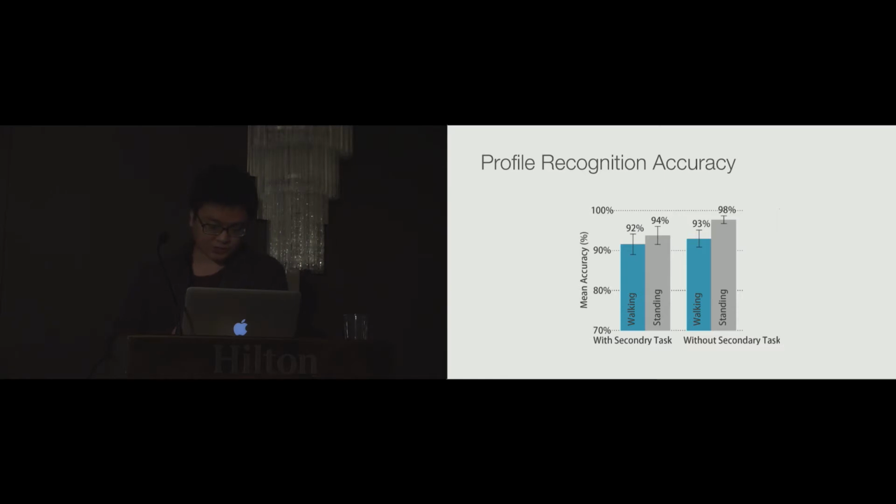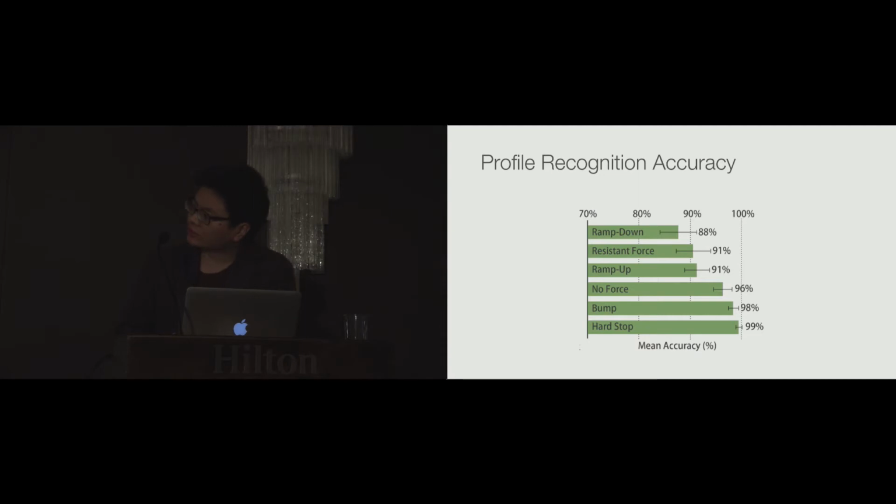This figure shows the recognition accuracy on the mobility condition and on the secondary task condition. The walking condition was labeled in the blue color, and the standing condition was labeled with the green color. The with secondary task was on the left. As you can see, the profile recognition accuracy was higher when the users were standing and when there was no secondary task.